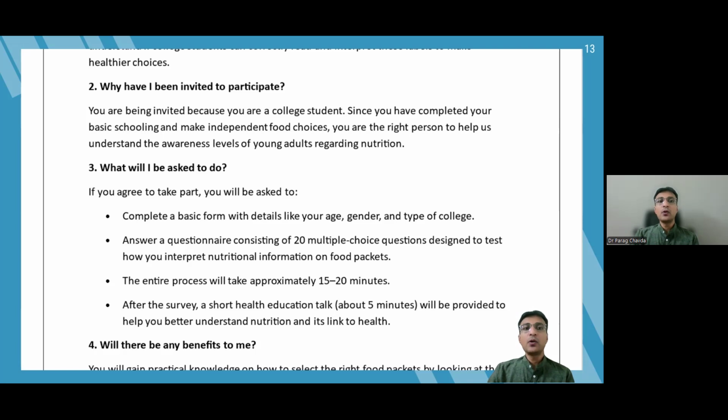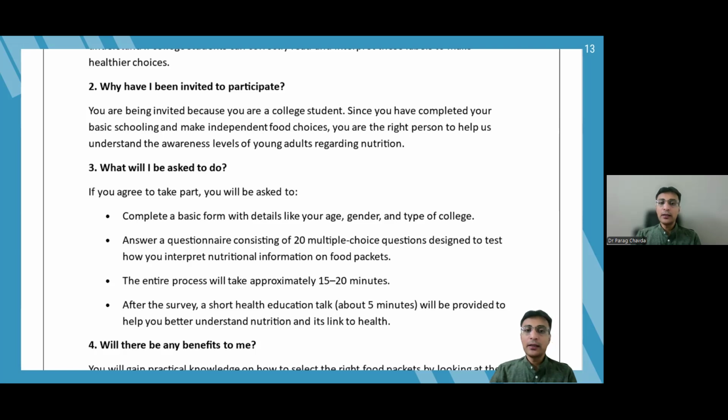We are saying that if you agree to take part, you will be asked to complete a basic form with basic details, and answer a questionnaire containing approximately 20 multiple choice questions designed to test how you interpret nutritional information on food packets. We are supplying information as to the potential number of questions, and in the next point you are also going to explain what amount of time, on average, is expected for study participants to fill up this form. You will gather this information while you do the pilot study.